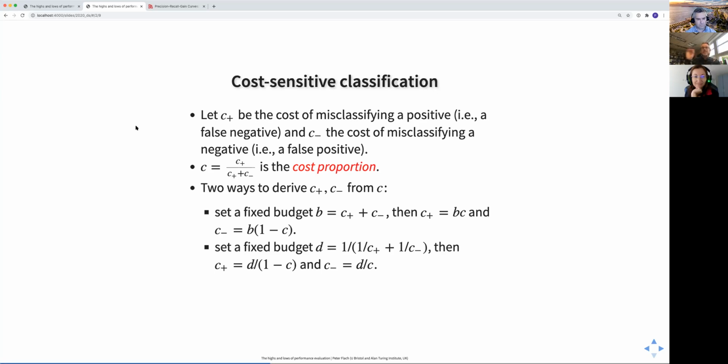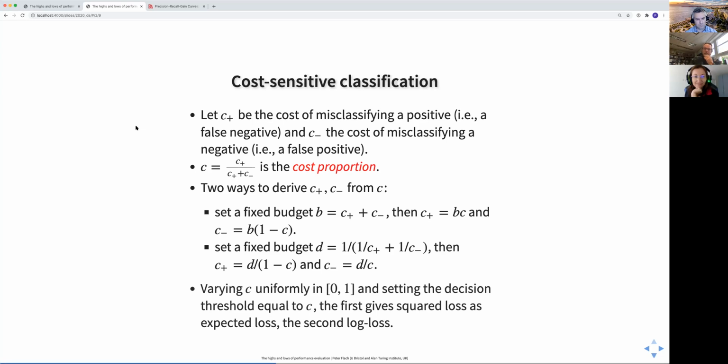But actually, this is a choice. This is a decision that our costs behave like monetary costs. And we could take a different decision. We could set a budget D, which is somehow the harmonic sum of C plus and C minus, and then we can recover C plus and C minus from D and C in a different way.